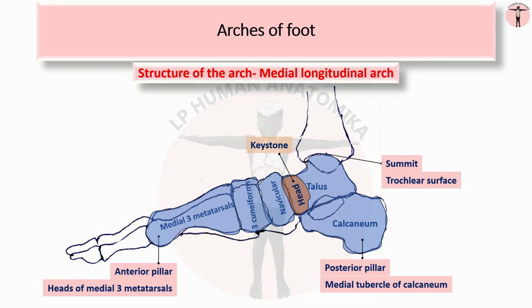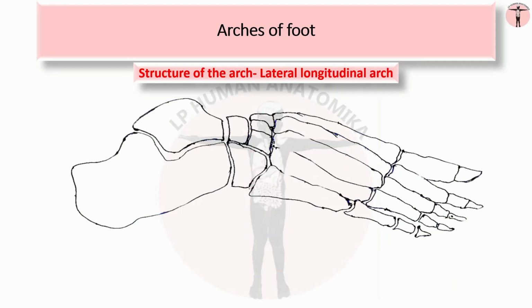In front, it articulates with the navicular bone. Below, it articulates with the sustentaculum tali of calcaneum and by the spring ligament between them supporting the head of talus. The arch is more resilient because of a greater number of bones and joints. The lateral longitudinal arch consists of the calcaneum, the cuboid, and the lateral two metatarsal bones.